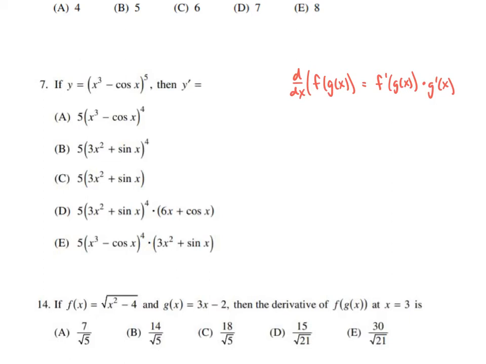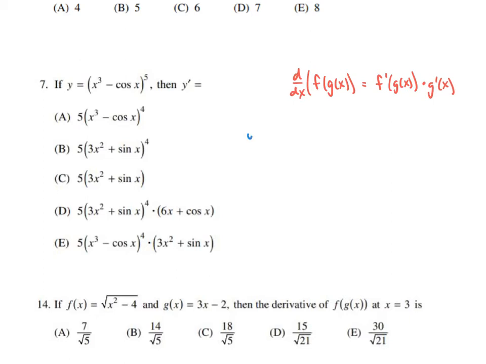And this may happen multiple times if you have multiple composite functions within one, or maybe it's a product rule or a quotient rule, and there's a composite function involved in that as well. So you might use this a couple times in a problem or in different contexts.